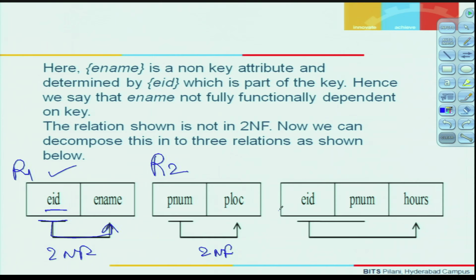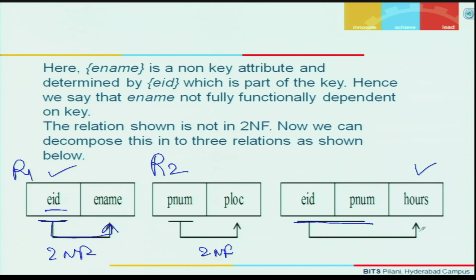And what remains? Employee ID, pnum and hours, I am putting them in the third relation. What is the key for this? Employee ID and pnum together determine hours, so this becomes the key. Now, the non-key attribute hours is completely determined by the complete key, that is EID comma pnum. So hours is a non-key attribute and there is no partial dependency of it on the key. That is why it is in second normal form. Now, after decomposition of the employee table into R1, R2 and R3, all of them independently satisfy the second normal form condition.